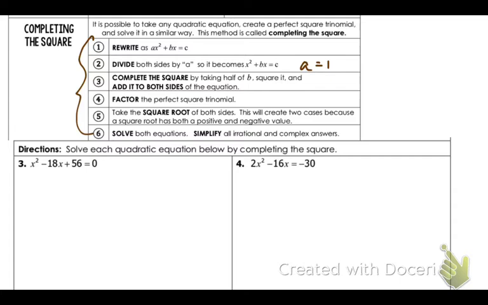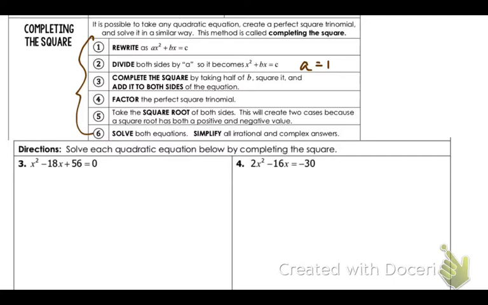Number 3, you're going to complete the square by taking half of b, so that should sound familiar, squaring it, and adding it to both sides of the equation. Factor the perfect square trinomial, take the square root of both sides and create 2 cases if possible. Sometimes you won't be able to, just like in the examples we did. So you're going to solve and simplify. Now, the examples that I'm going to be doing are similar to the first two that I introduced you to, but there's more to it. It's not as quick as those. So let's take a look at number 3.